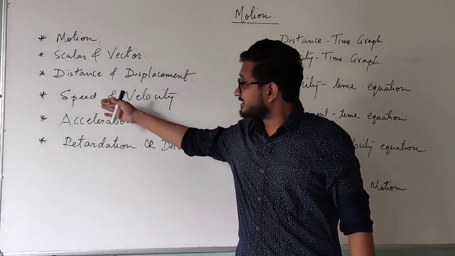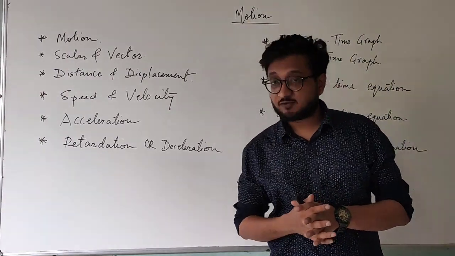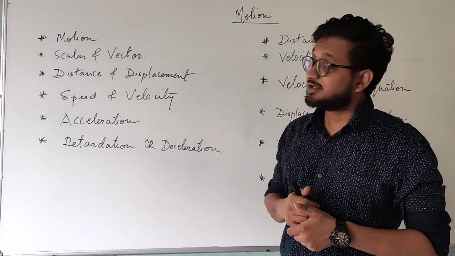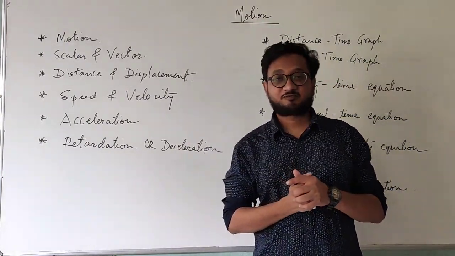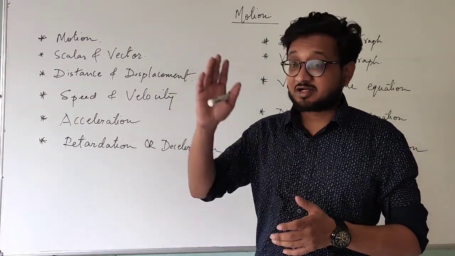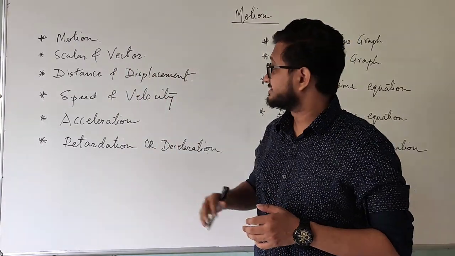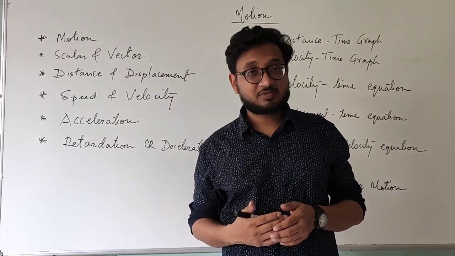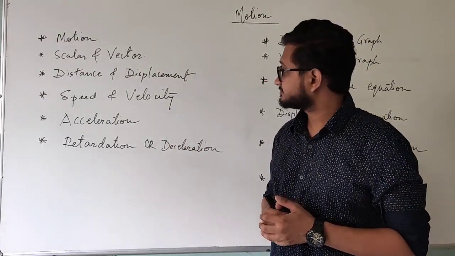The next one is speed and velocity. So speed we have already studied in previous classes, and we are studying from standard 7th. Speed is simply the distance covered by the object in a certain amount of time. Now velocity is similar, but it describes a direction as well. So we can say that a speed with a specific direction is called velocity. In speed we had distance upon time, in velocity we have displacement upon time.